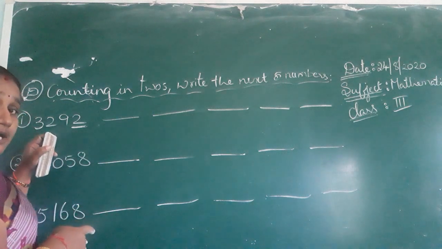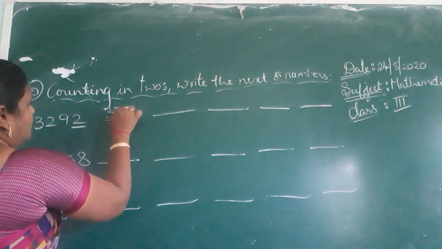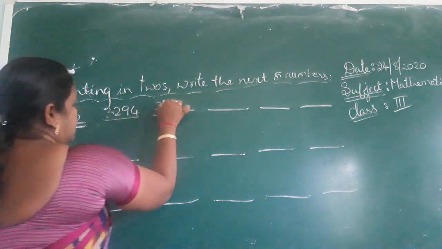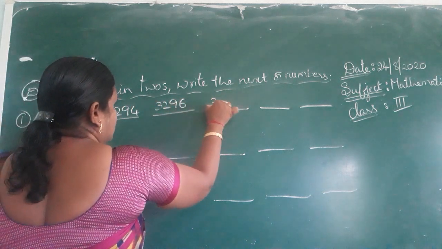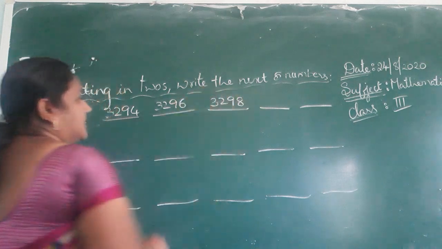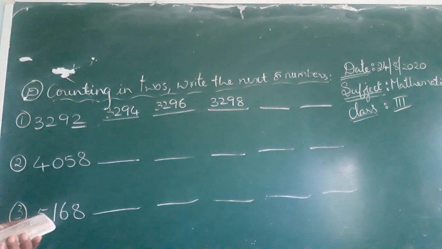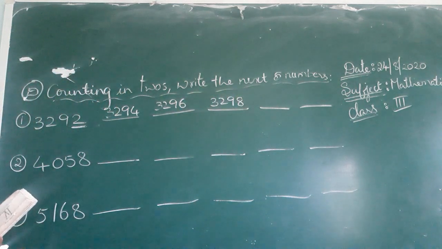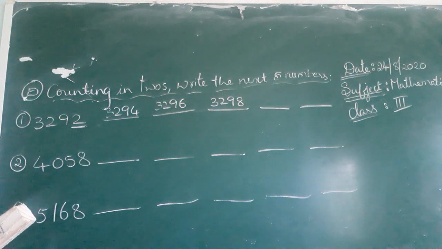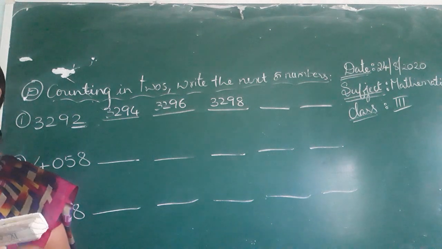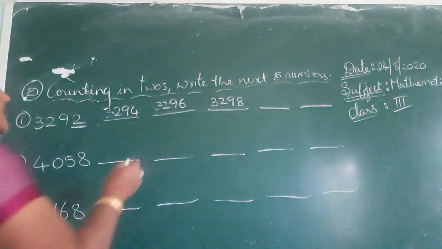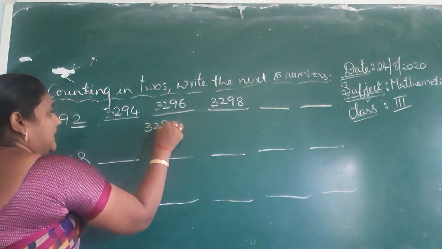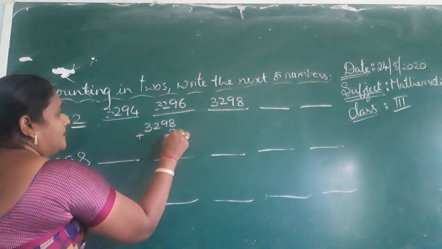Next 3292, 3294, 3296, 3298. What will you get after 98? You will get 100. Is it possible to write the 100 at a time? No. So you have to add 2 to the given number. So how will you add 3298 plus 2?